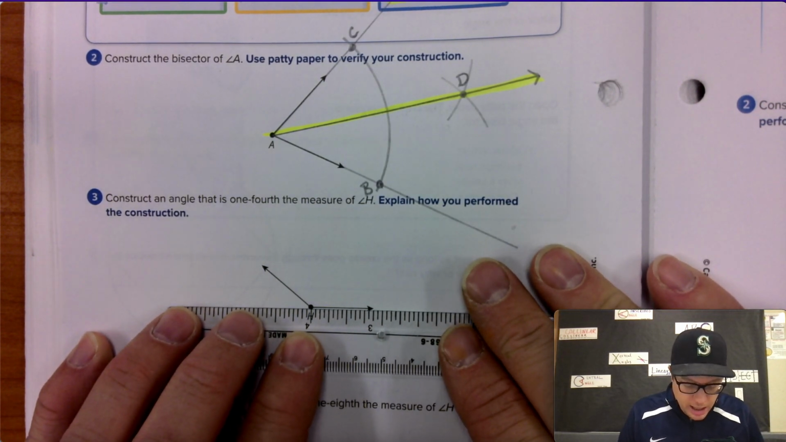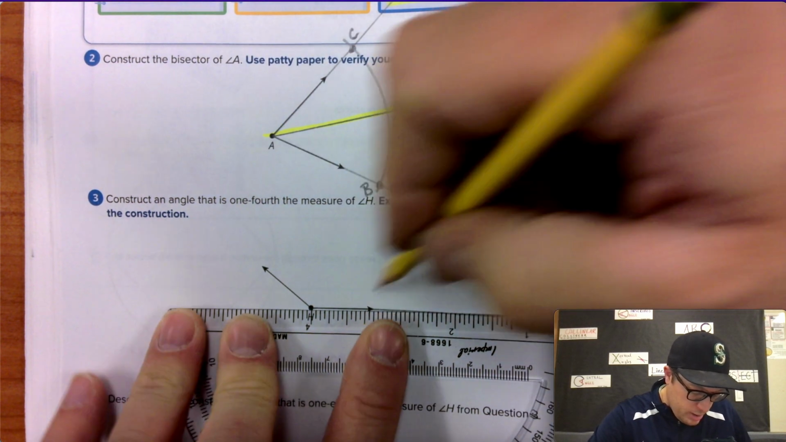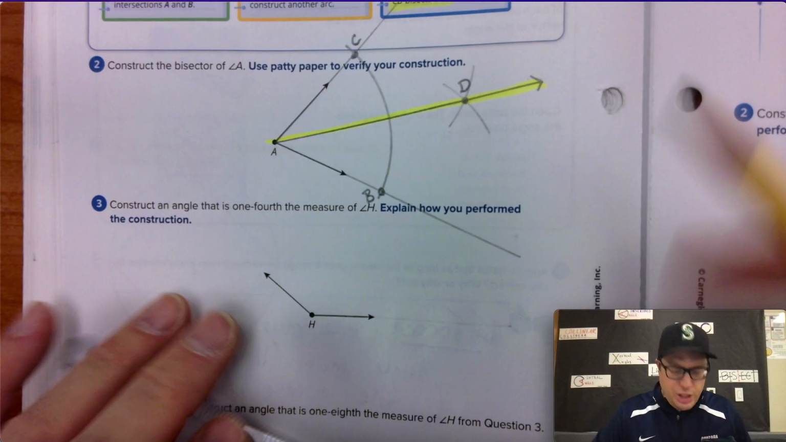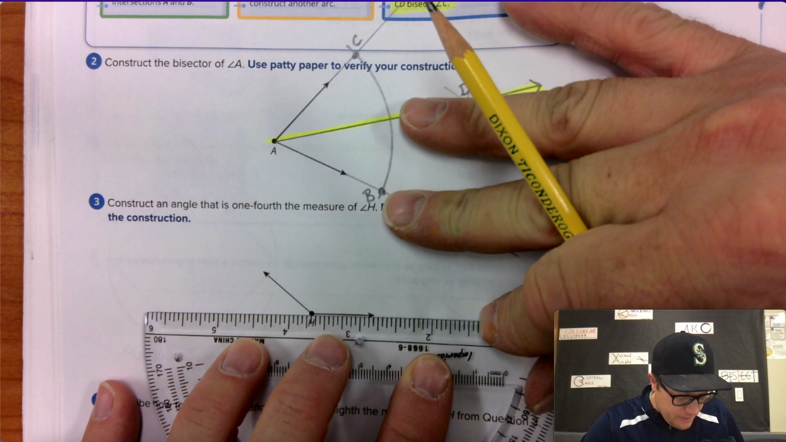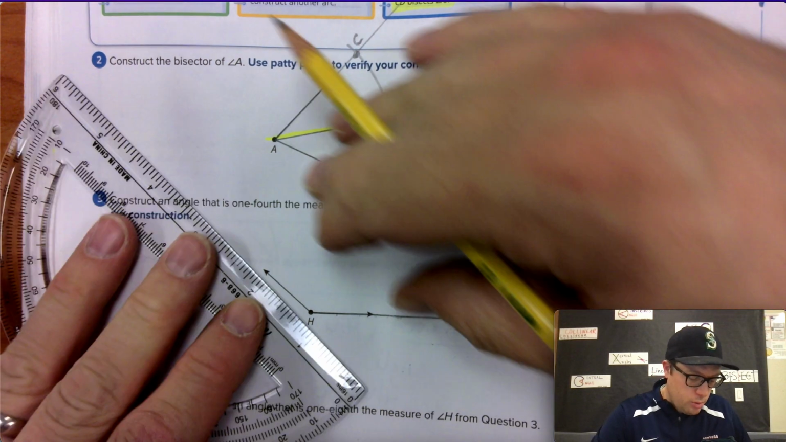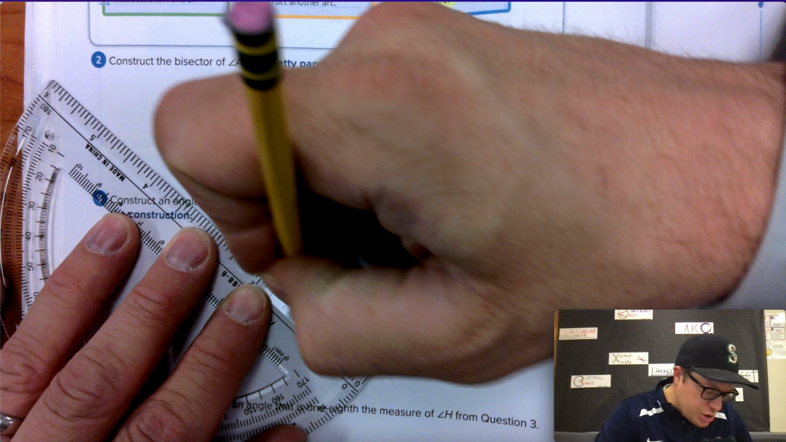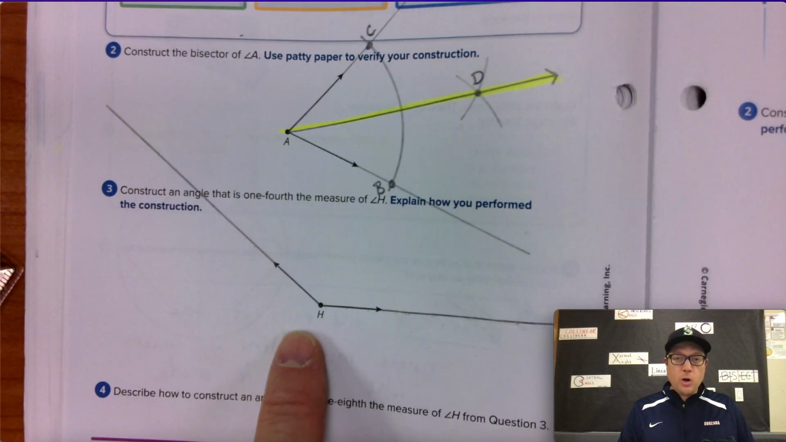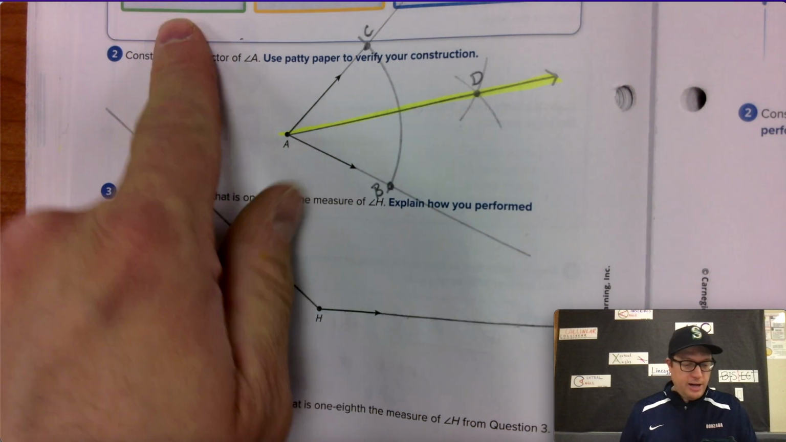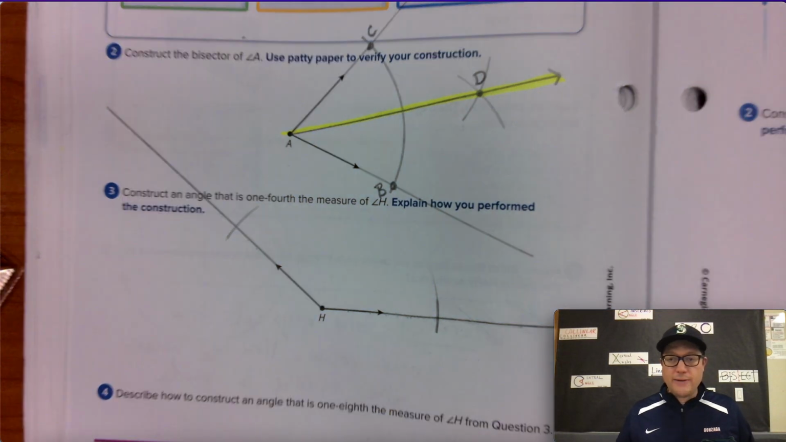Construct an angle that is 1/4 the measure of angle H. So here's angle H. I'm going to do that same trick where I cut it. Ooh, that line went wrong. Make sure that your straight edge is pressed flat against the paper. If there's any space, and I felt space there, it's going to make small, minor, irritating adjustments. But here's angle H. Step 1, look up above to find the steps. And I don't even need to draw a full arc. I only have to draw that much.